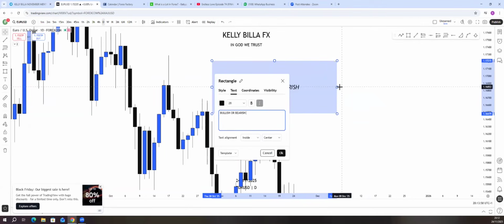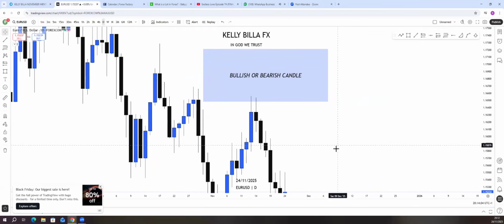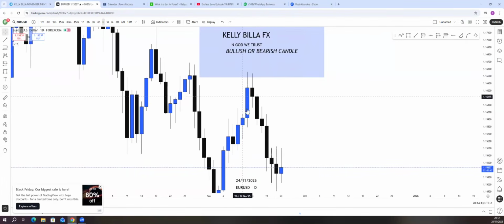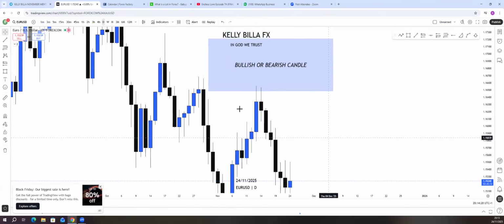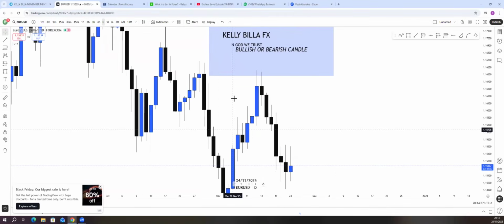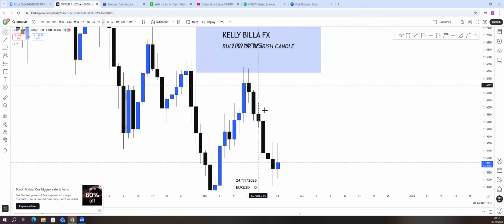Now, depending on your TradingView setting, you could have it in any color of your choice. Okay, but here on my chart, bullish candles are being expressed with color blue, and then bearish candles are being expressed with black. Now, most of the time, the most common colors you're going to get are green and red. Red always for bearish and then green for bullish. But here I have blue and black. Blue for buys, black for sells. So every single blue candle you see here is a buy candlestick, while the black candles are sell candlesticks.